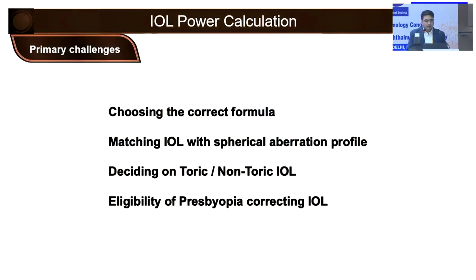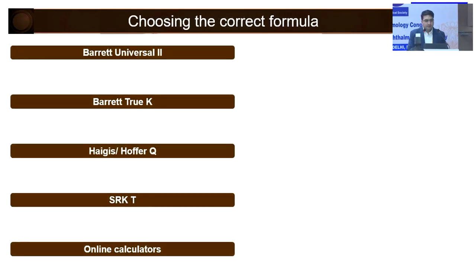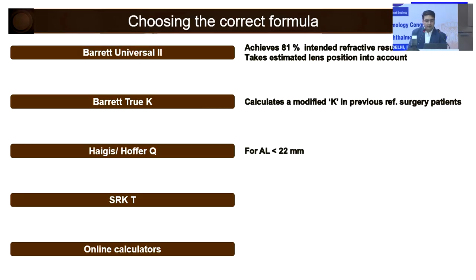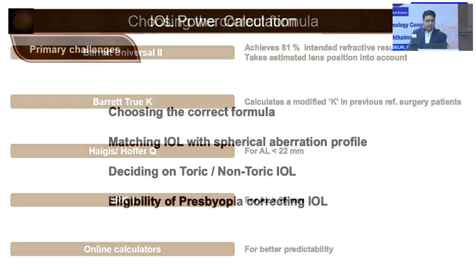Choosing the correct IOL formula is the primary challenge. The Barrett Universal 2 has given us good results, with 81% achieving the intended refractive result. It takes estimated lens position into account. Barrett True-K calculates modified K in previous refractive surgery patients. Haigis or Hoffer Q for axial length less than 22, SRK/T for axial length more than 26. And online calculators should be used along with optical biometers or A-scan immersion for better predictability.